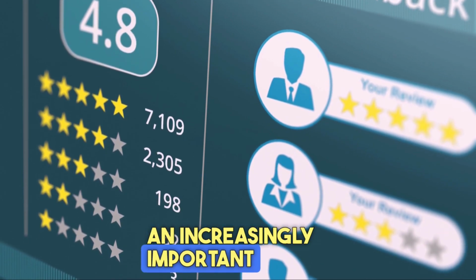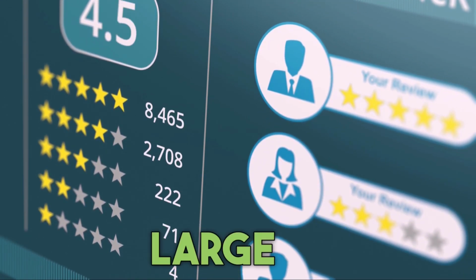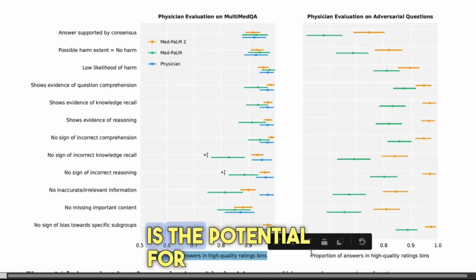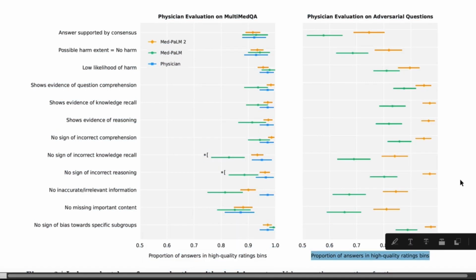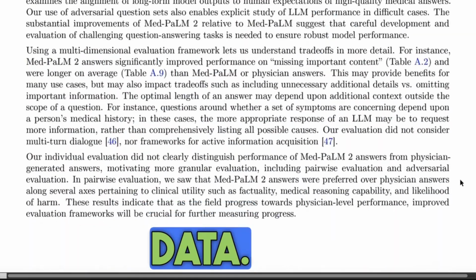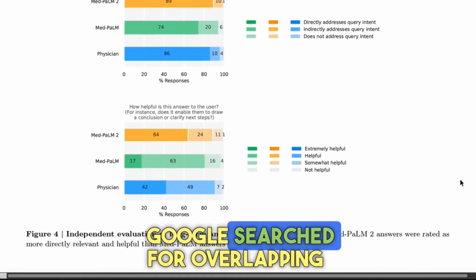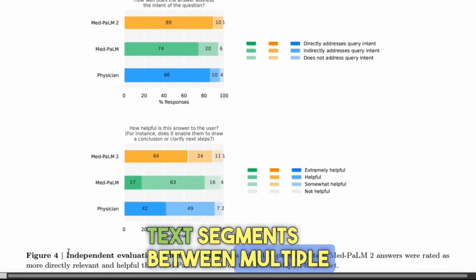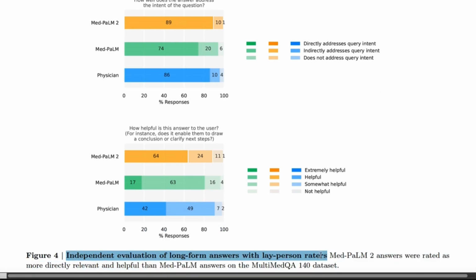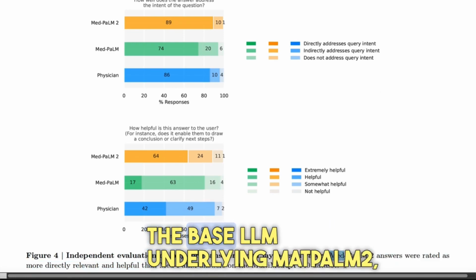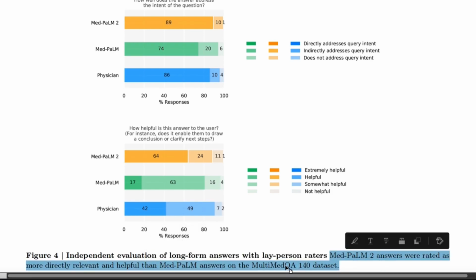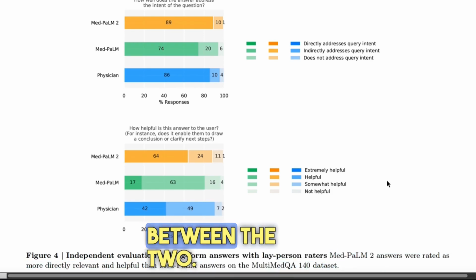An increasingly important concern given recent advances in large models pre-trained on web-scale data is the potential for overlap between evaluation benchmarks and training data. Google searched for overlapping text segments between multiple choice questions in MedQA and the corpus used to train the base LLM underlying MedPaLM 2, thereby reducing the overlap between the two.